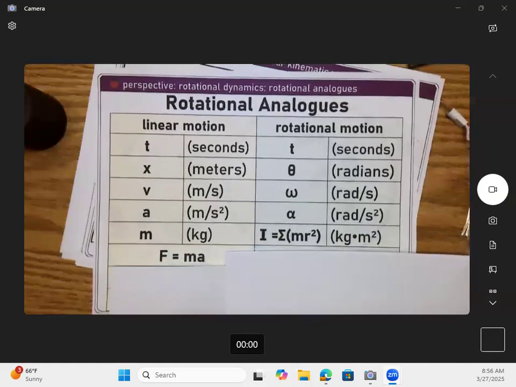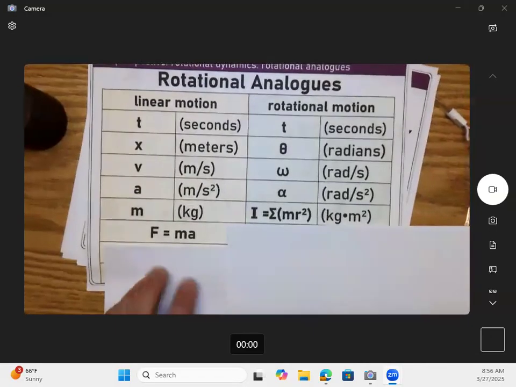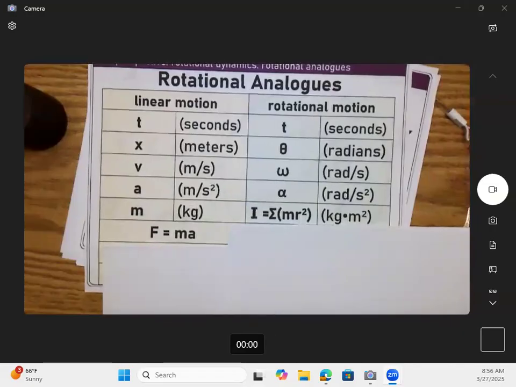What's the rotational equivalent of Newton's second law of motion? It should say net force equals ma. What's the rotational equivalent?